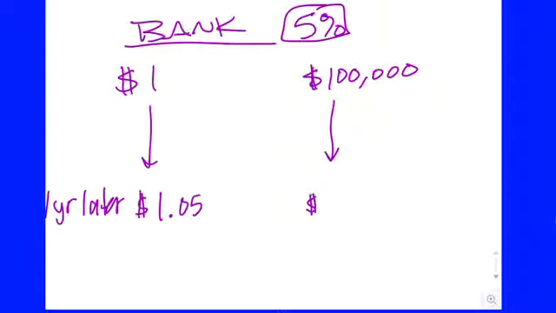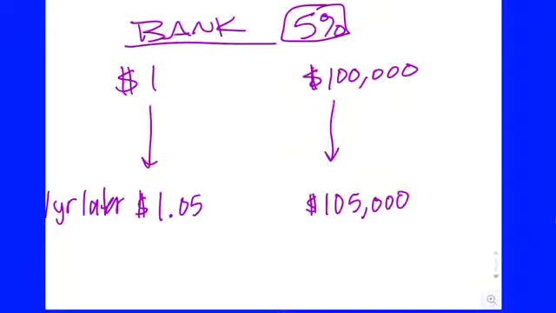5% of 100,000 is 5,000. So he's closing his account. He's still getting 5%, but how much did you make? A nickel. How much did he make for doing nothing? 5%. And it's because it's building on the previous amount.